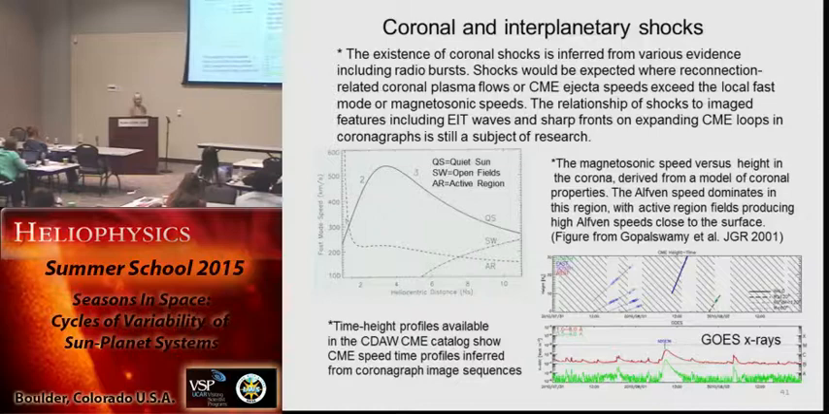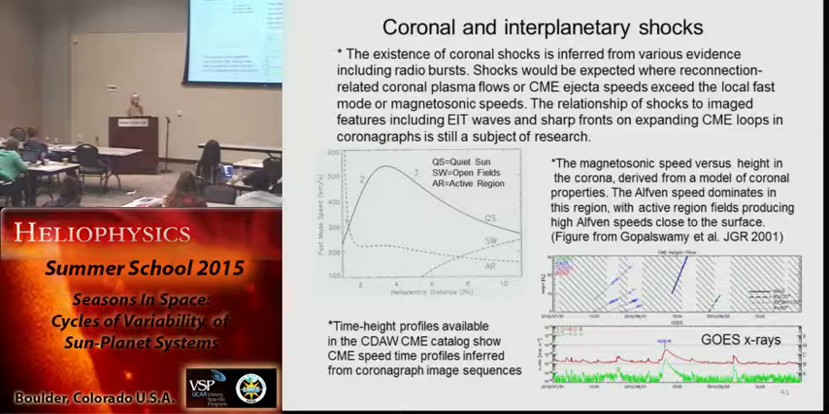Bear in mind that people study shocks for a living. There are shocks in the corona that, depending on how fast the CME gets going and how fast it's expanding, you can go super magnetosonic in the corona. This is a plot of Alfven speed versus radius in the corona, where the Alfven speed is dominating the magnetosonic speed. And you can get an idea from your CME speed where you're going super Alfvenic. And that says your shock is starting within a few solar radii. And so the SCPs are starting to be generated within a few solar radii.